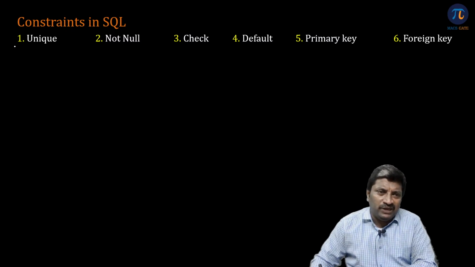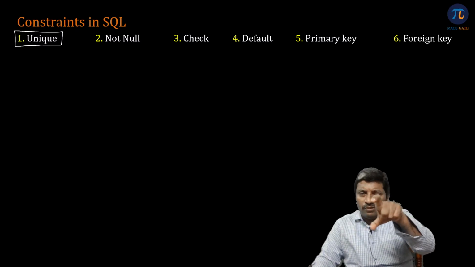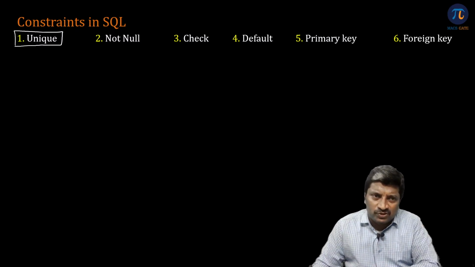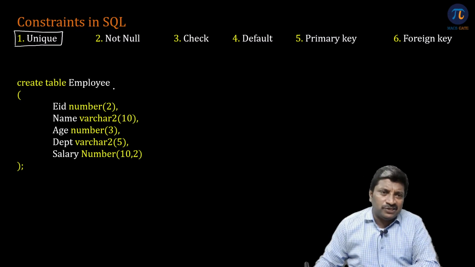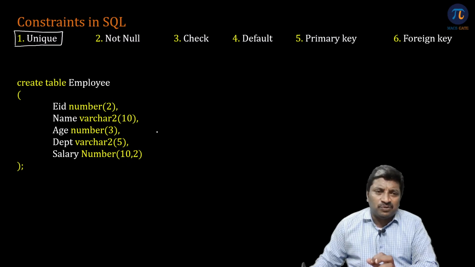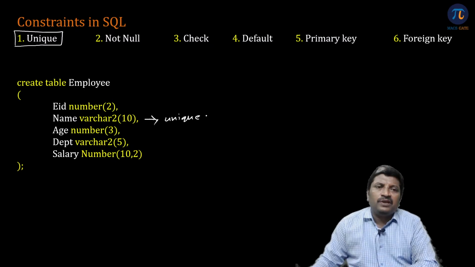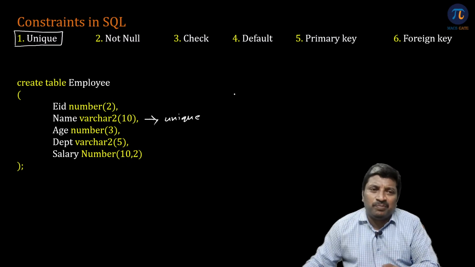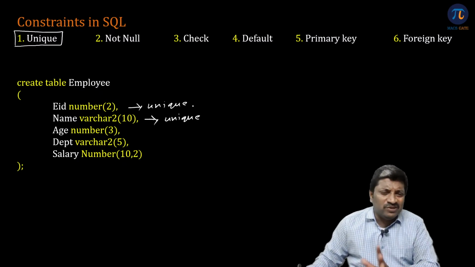Coming to the first one, unique. What is meant by unique? For the particular attribute, all the records should have distinct values. This is the table we have created, sir. Suppose I want the name to be unique among the employees, or the employee ID to be unique. I think it is better to have employee ID, right? You can have any one, sir, no issue.